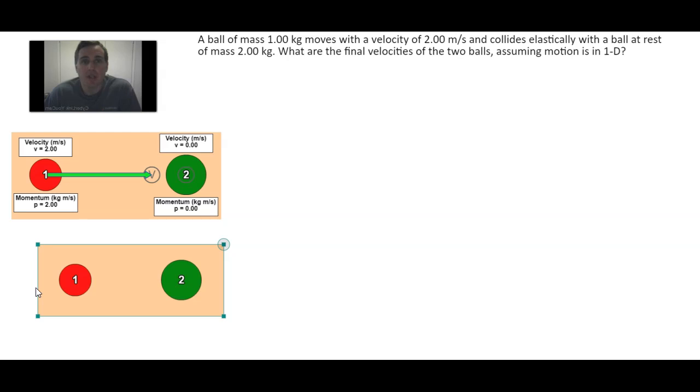So the problem says a ball of mass 1.00 kilograms moves with a velocity of 2.00 meters per second and collides elastically with a ball that's at rest. That's 2.00 kilograms. What are the final velocities of the two balls, assuming the motion is in one dimension?